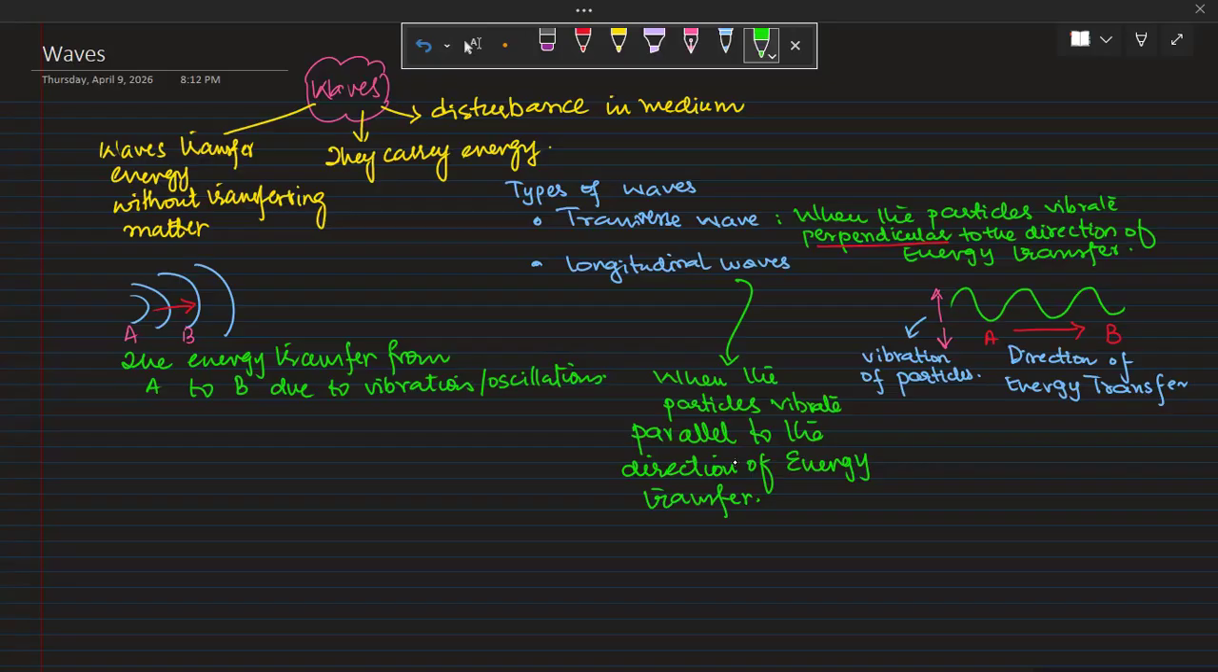If we talk about examples of longitudinal waves and transverse waves, light is an example of a transverse wave. Light, X-rays, seismic waves, even all electromagnetic waves are transverse waves, right?